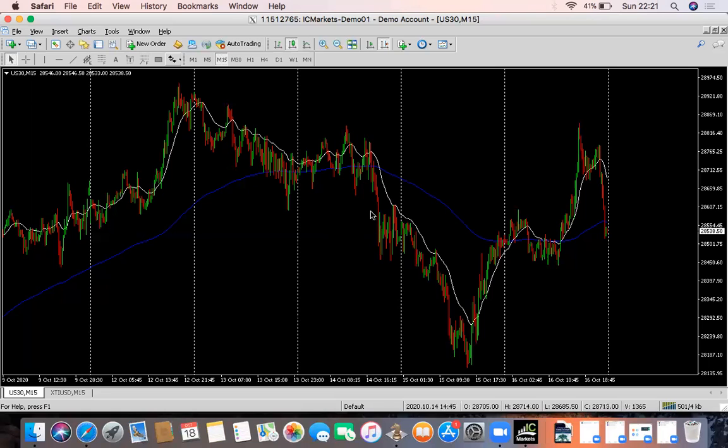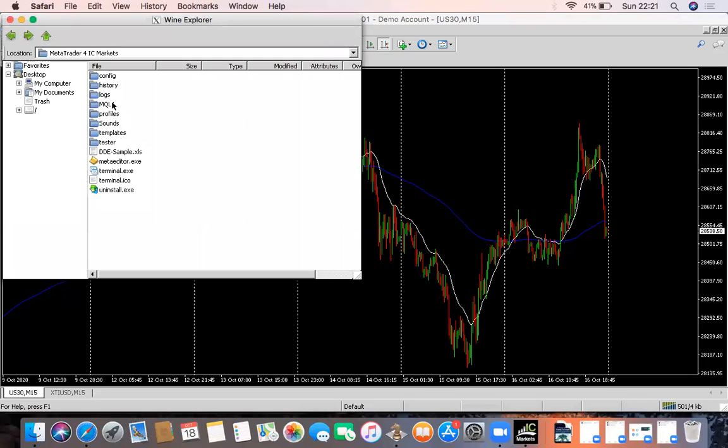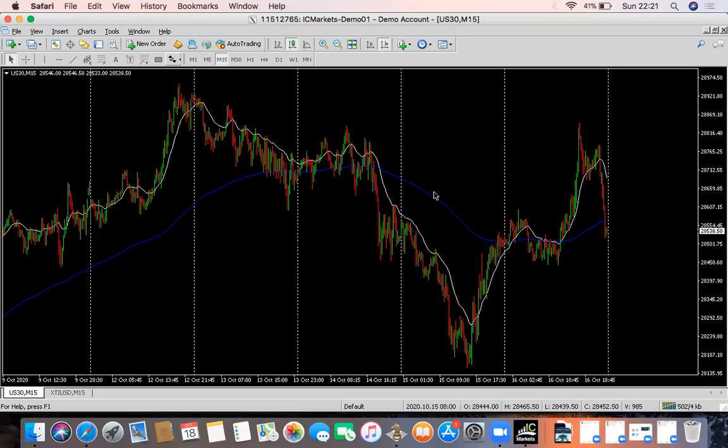If you fix it, open the data folder, go to MQL for an expert. Once you have it here, you just drag and drop and it should come up. The market is closed, so it might not show right away. Maybe when the market opens, you can try it again, okay? So what is supposed to happen? What am I supposed to see?